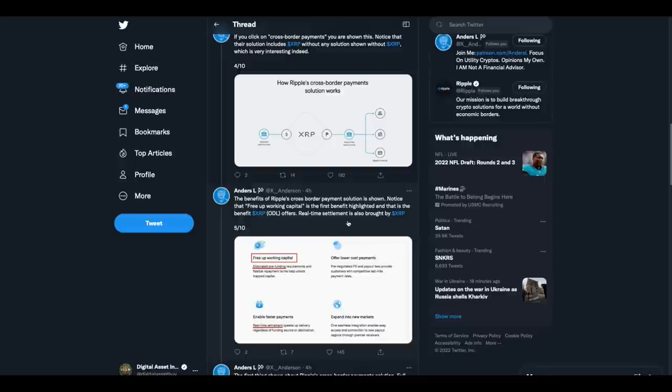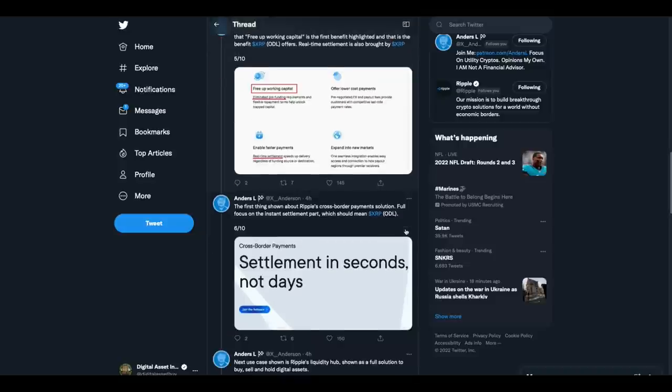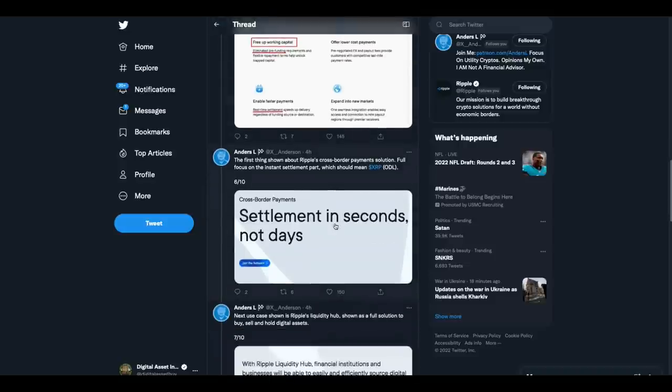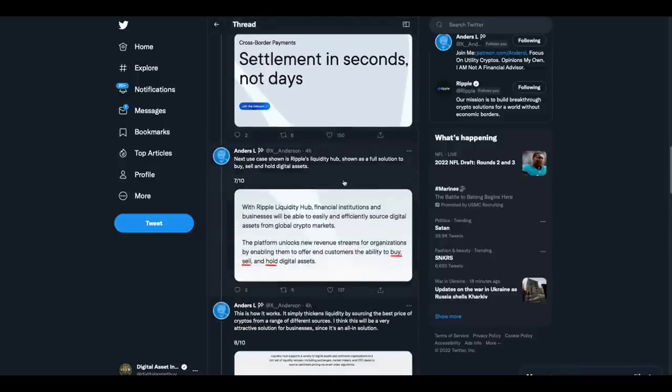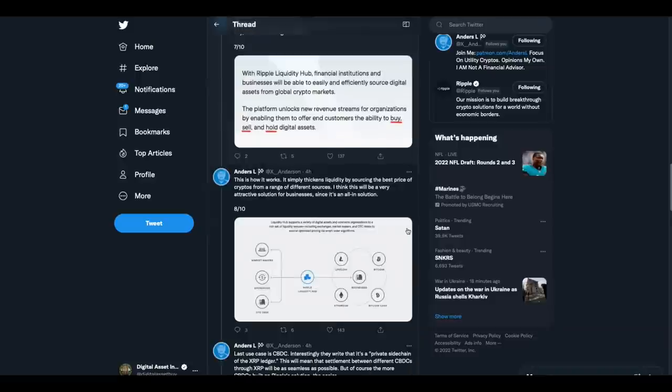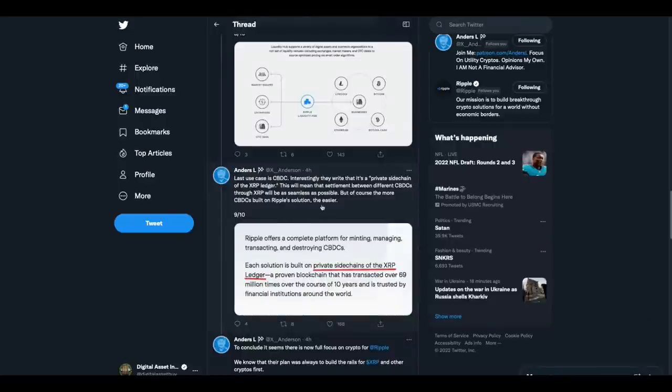The benefits of Ripple's cross-border payment solution are shown. Notice that freeing up working capital is the first benefit highlighted, and this is the benefit XRP ODL offers. Real-time settlement is also brought by XRP. The first thing shown about Ripple's cross-border payment solution is a full focus on the instant settlement part, which should mean XRP ODL. Next use case shown is Ripple's liquidity hub, shown as a full solution to buy, sell, and hold digital assets. This is how it works, and it shows Ripple's liquidity hub right there.